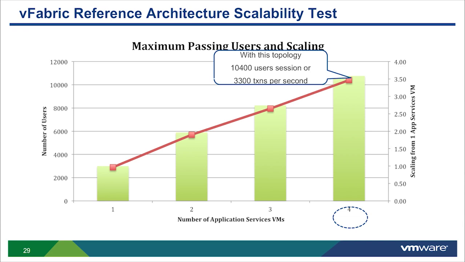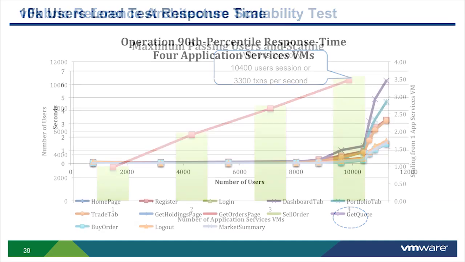So after adding 4 VMs, we were able to obtain, with this topology, 10,400 user sessions. That's pretty good. And that translated into 3,300 transactions per second, just with 4 VMs with 2 gigabytes of RAM and two vCPUs.